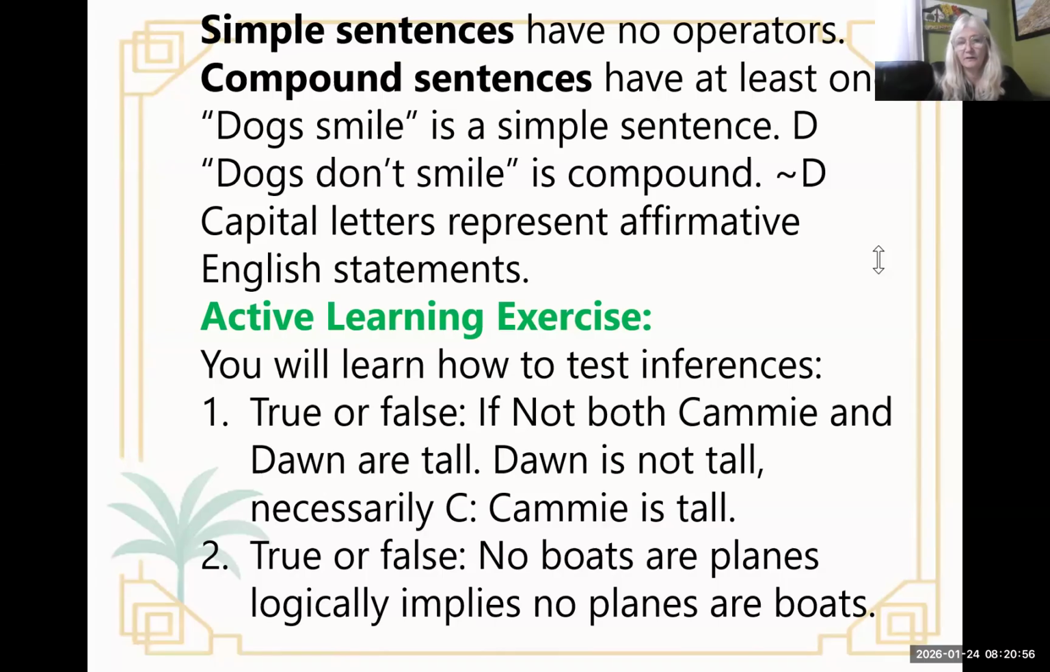Capital letters represent affirmative English sentences. Always remember that. Whenever you're translating, you translate every sentence as affirmative, and then you represent the negation, if there is one, with a tilde.